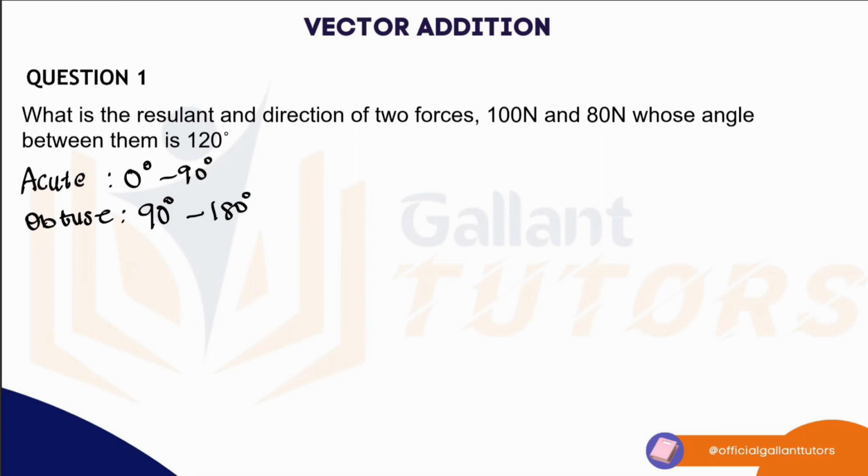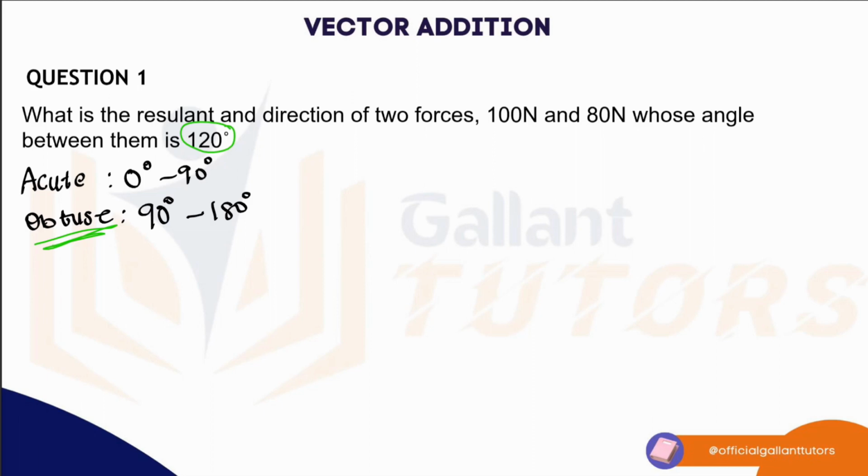Now from this explanation on acute and obtuse, which category will 120 degree fall into? Can you guess? Definitely obtuse. So 120 degree is obtuse. Is that clear? All right, let's start. Let's solve now.